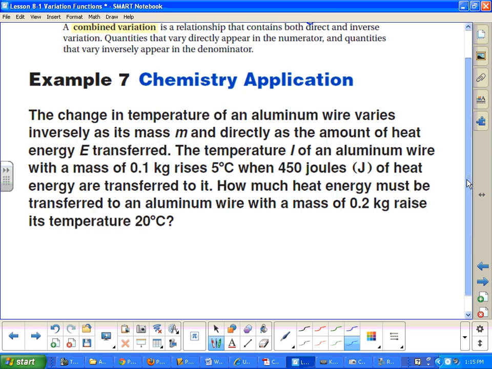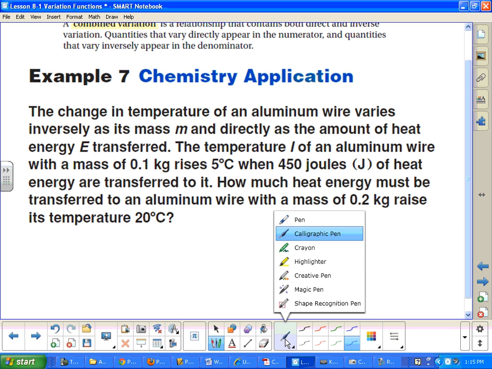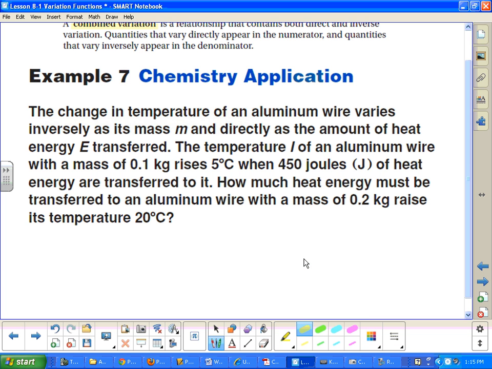Okay? So here's our problem. The change in temperature of an aluminum wire varies inversely, so let's get our highlighter here, inversely as its mass and directly as the amount of heat energy. So since the mass is inversely, it's going to be in the denominator. Since the amount of heat energy is directly, it's going to be in the numerator.